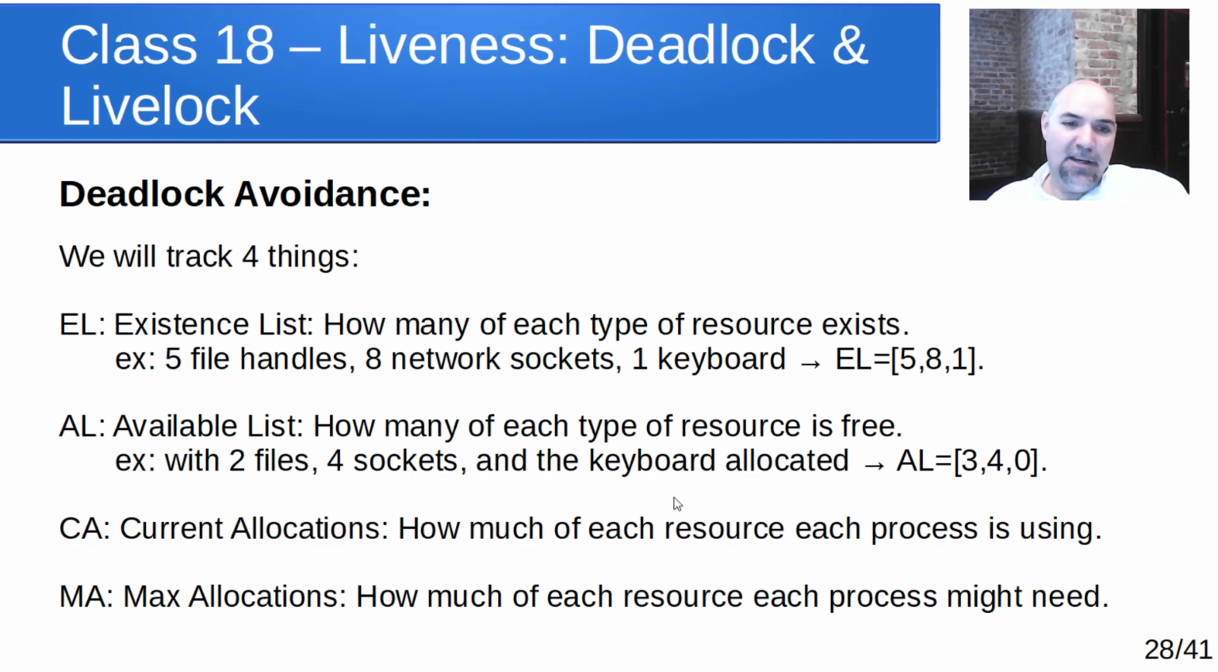We're going to track an existence list, meaning how many of each type of resource exists. For example, 5 file handles or 5 files that are open, 8 network sockets, 1 keyboard, and so forth. Each resource type has its own number of resources available in the system. So if there's 5 open files we can handle, you might think, well, that's silly, you can open as many files as you want.